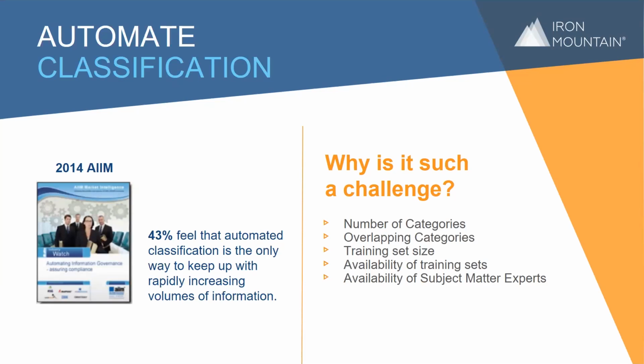So due to the volume of information we've now accumulated and the speed at which it accumulates, it's become obvious that the only way any of us can classify this information is through some sort of automation. Even back in 2014, the AIIM organization was predicting that this would be the case. So we believe that there are 5 key challenges that undermine the ability to automate classification.